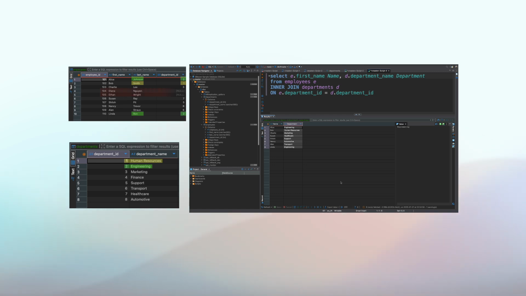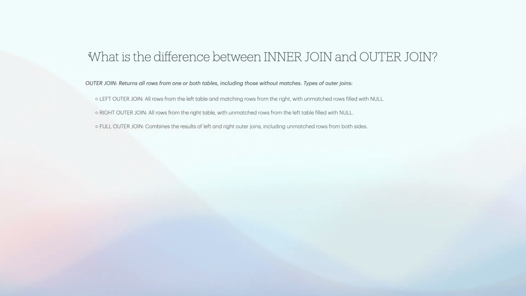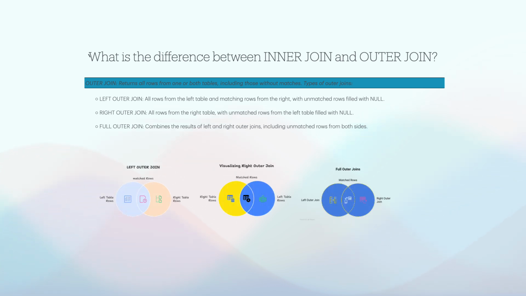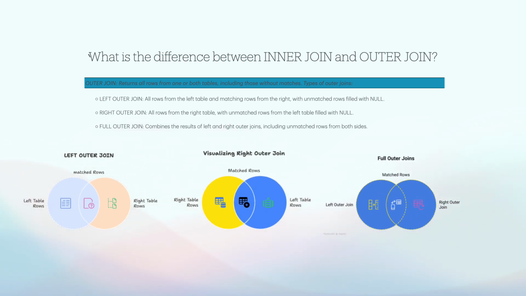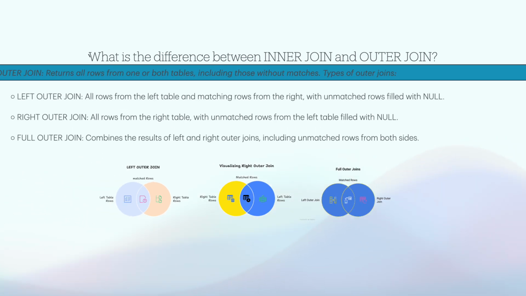Let's move to outer join. What is outer join? It fetches all the records from both the tables irrespective of matches. When you talk about outer join, we have 3 types of outer joins: left outer join, right outer join, and full outer join. So here are Venn diagrams so you can understand better about these 3 types.